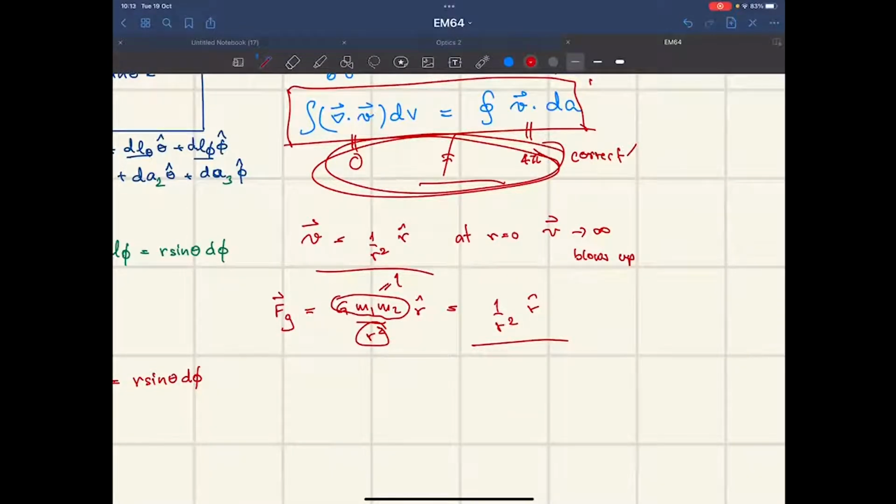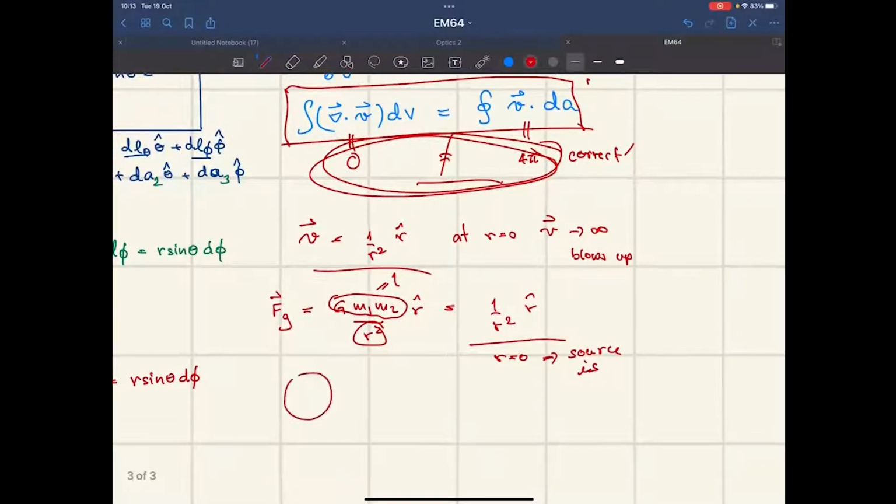Because the point R equal to 0 is where the source is. For example, if we consider this function, it's like we have an Earth here, and this is R0. It's where the source of the gravitation is, this Earth. This is very important. It is where the source is.